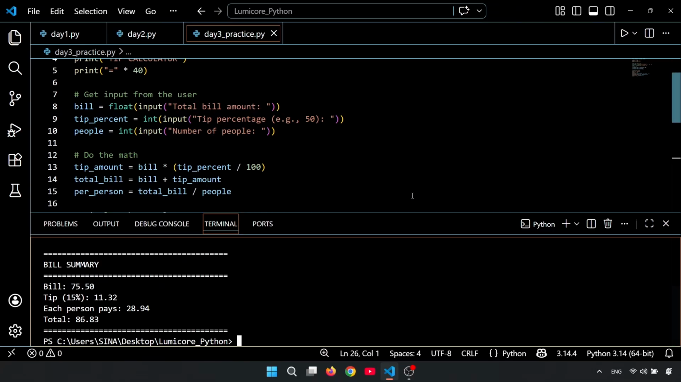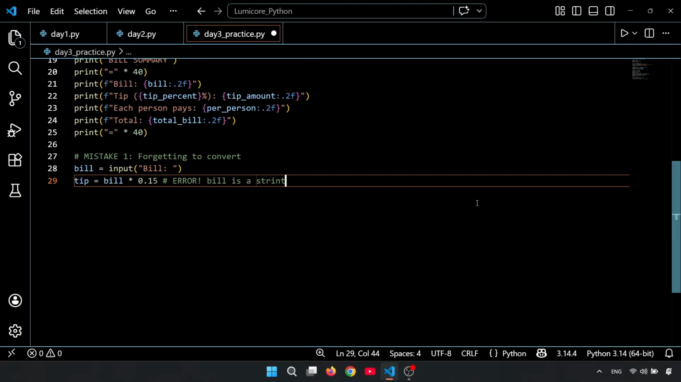Look at that. The bill was $75.50. 15% tip is $11.33. Total becomes $86.83, and each person pays $28.94. Clean, accurate, and exactly what you'd need after a real dinner with friends.